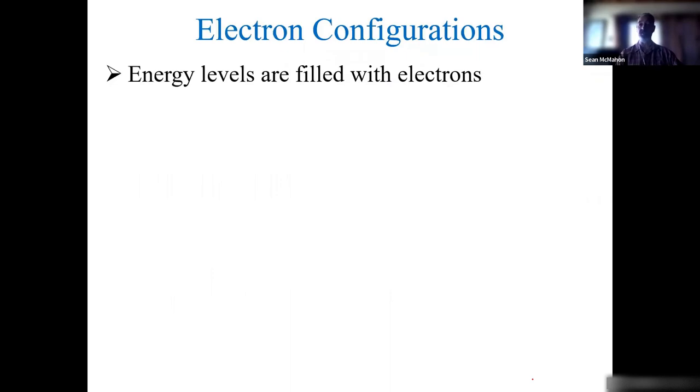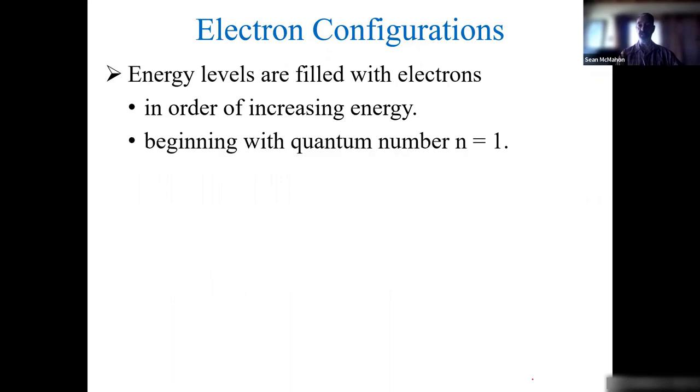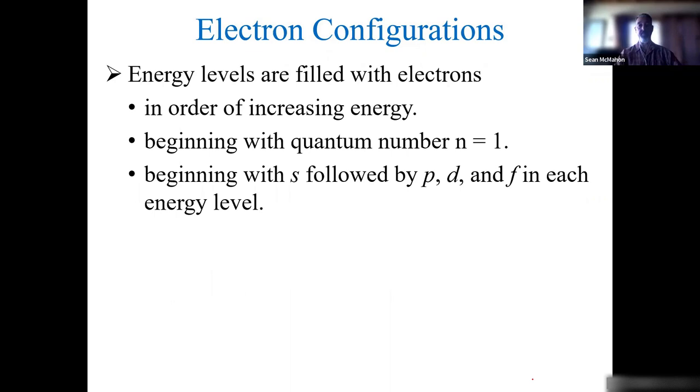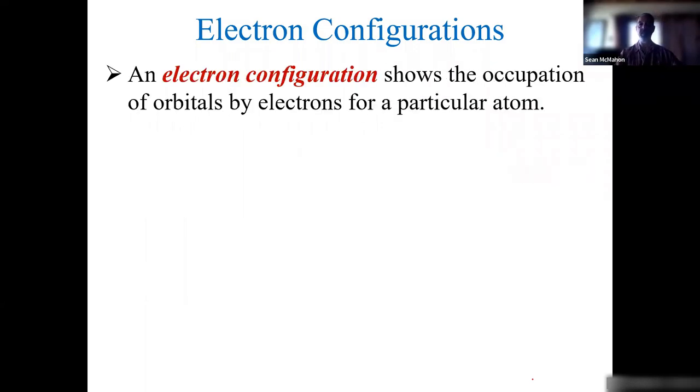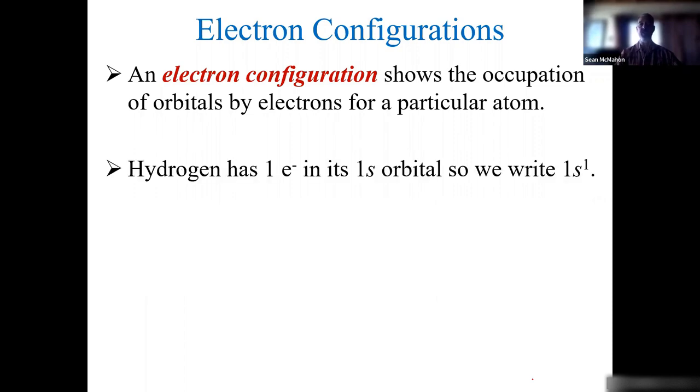So energy levels are filled with electrons in order of increasing energy. You always start with the first energy level, and within each energy level you start with sublevel s. Once you go to the second energy level, then it's s and p. Once you go to the third, because you have 3 sublevels, s, p, d. And once you go to the fourth, s, p, d and f. So an electron configuration just shows where the electrons are. Hydrogen has 1 electron, and it's in the 1s orbital. So we write 1s1.